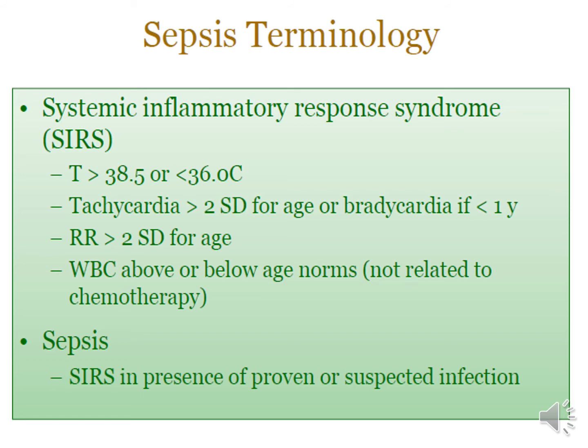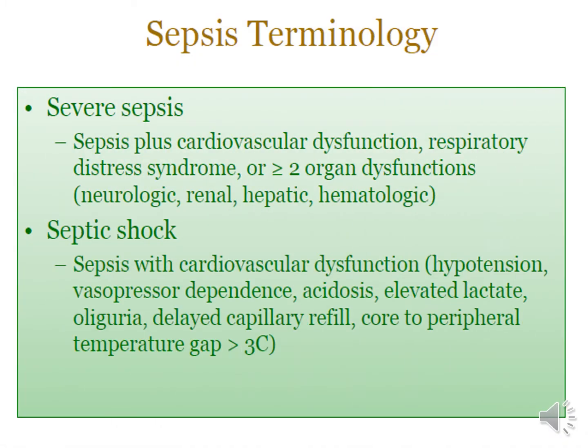What about sepsis? Sepsis means if we have SIRS in addition to a proven or suspected infection. What about severe sepsis? Sepsis is said to be severe if it is associated with cardiovascular dysfunction, respiratory distress syndrome, or more than or equal to 2 organ dysfunctions like neurologic, renal, hepatic, or hematologic.